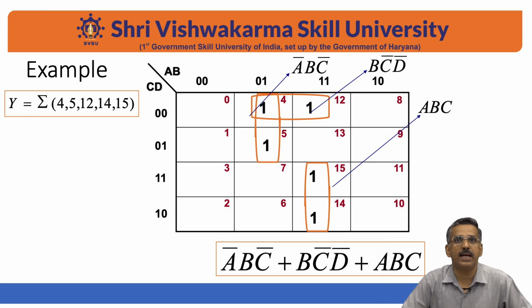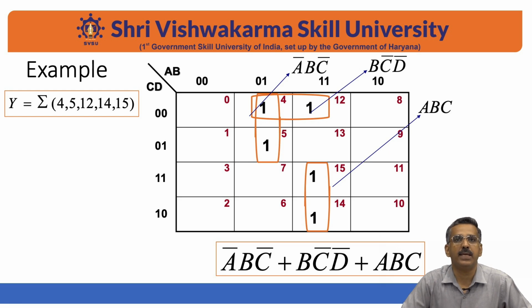Now let us see another example. In this case, it is a case of min terms, because the summation is given at locations 4, 5, 12, 14 and 15. So we will place the value of 1 at these cells, that is 4, 5, 12, 14 and 15. So we have placed the value of 1 at these locations.